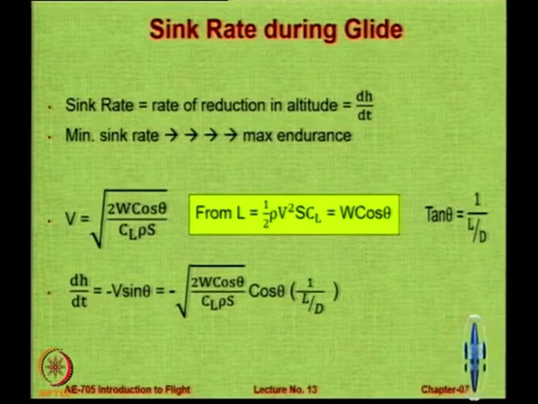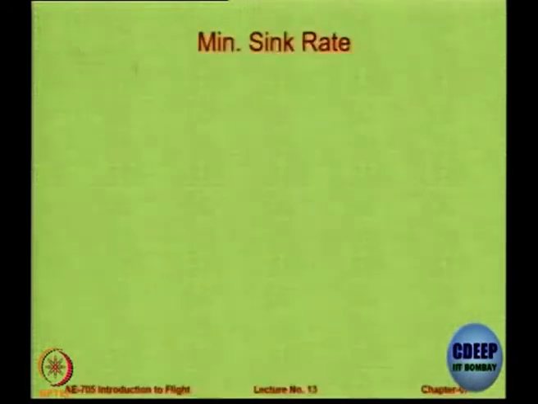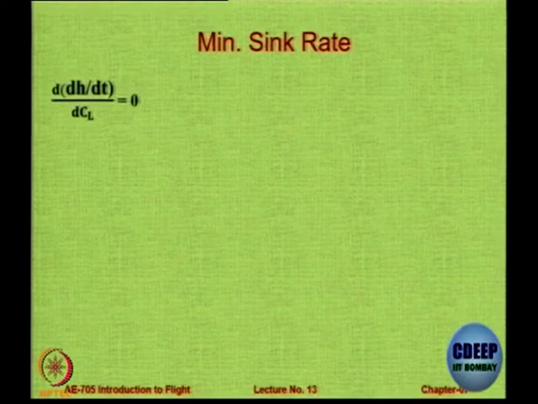But suppose, for example, a situation where theta is very small, which is normally the case in gliding. So now we want to find the condition at which, what should be the C_L and hence what should be the V, because V and C_L are connected to each other. What should be the C_L at which I get the maximum sink rate, and I am assuming that cos theta is almost equal to 1. So, therefore, this expression will now become minus root of 2W by rho S, C_D by C_L outside.